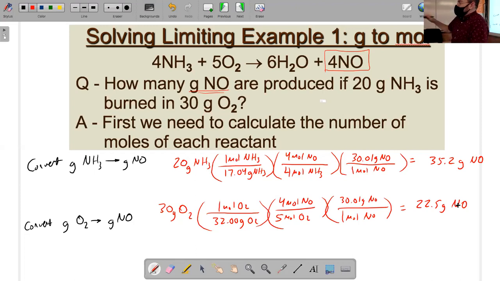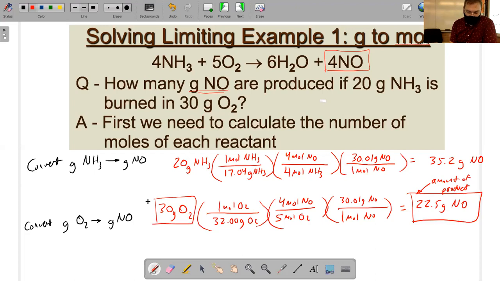So what's actually kind of faster to do is just take the mass of each of the reactants and figure out what mass of product you would get if you had an unlimited amount of the other reactant. So when I convert from grams of ammonia to grams of NO, you could make 35 grams of NO with the amount of ammonia. But with 30 grams of oxygen, you can only make 22.5 grams of NO. So this is the actual amount of product you get. Just like when you have ingredients, you're going to have so much to make the final product based upon each of the initial things. And that means that oxygen is the limiting reactant.